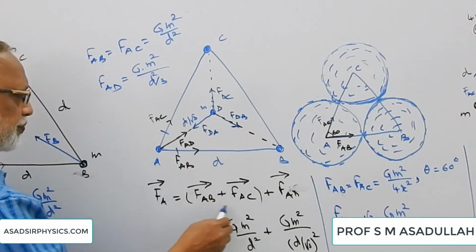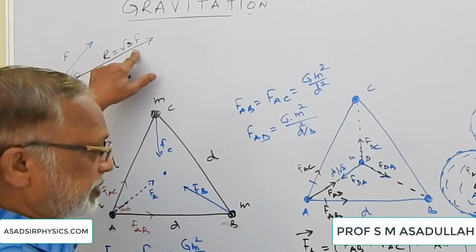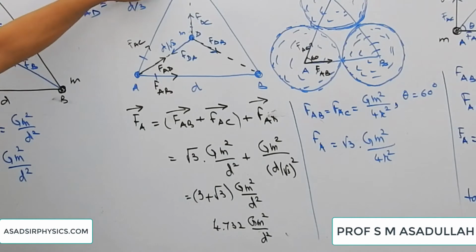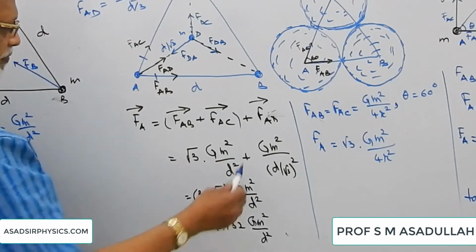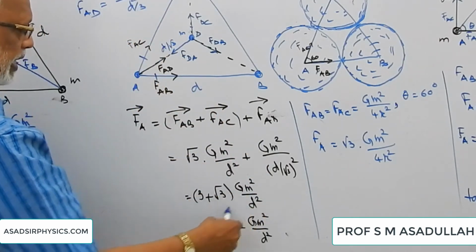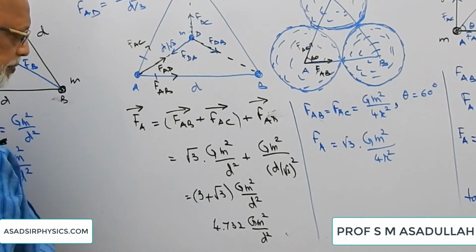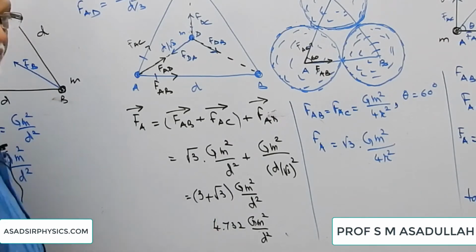So for the sum of these two forces, we can make use of this formula, R is equal to root 3 F. So this is root 3 G m square by d square. And FAD is equal to 3 G m square by d square. Adding them, you will get 3 plus root 3 times G m square by d square. Root 3 is 1.732. So you will get 4.732 G m square by d square.